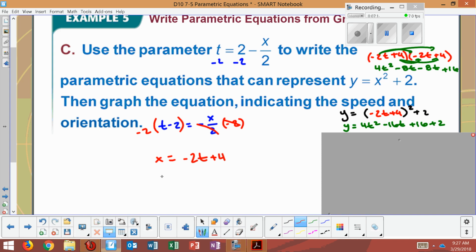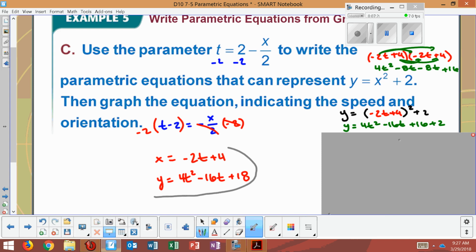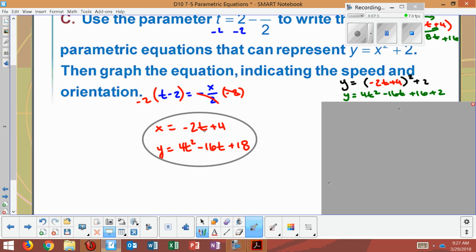So this equation, all we need to do is simplify those two. They'll become 18. We have 4t squared minus 16t plus 18. So again, this graph should look exactly the same as far as shape goes, but this time, the orientation should be going to the left, and time 0 would be right 4 up 18.